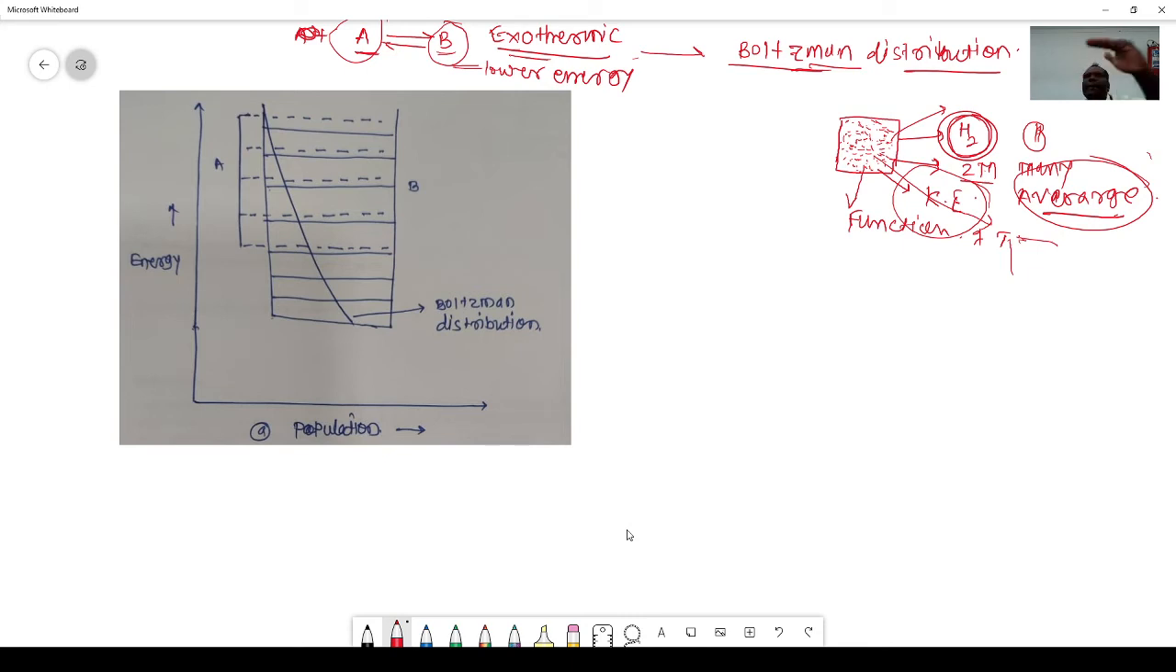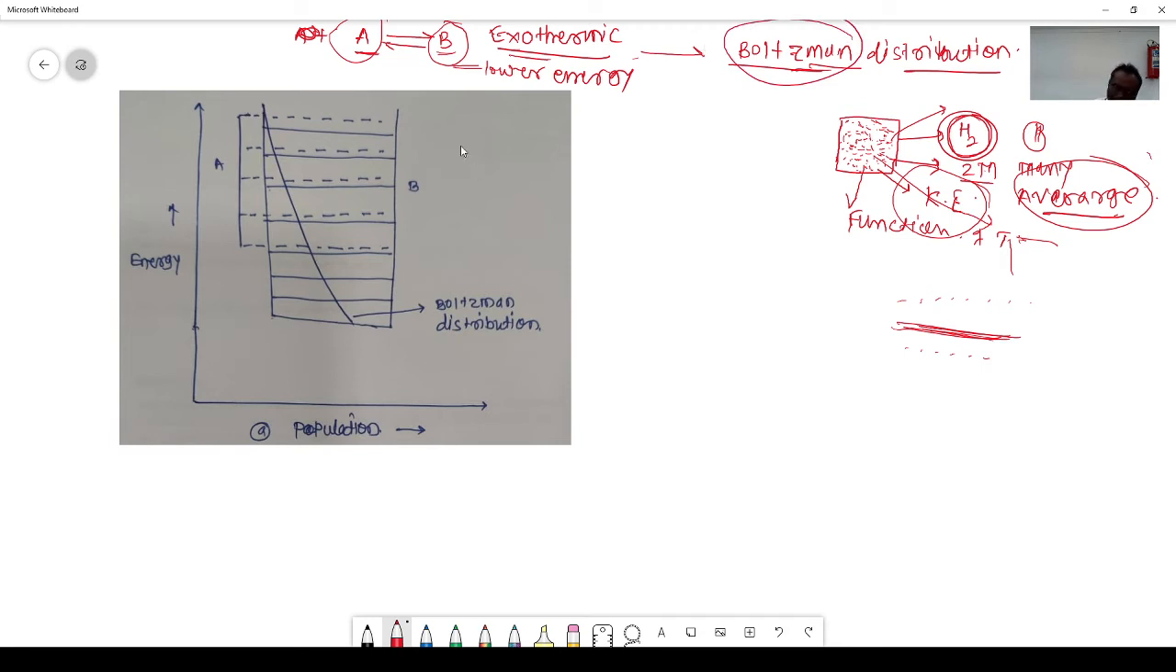Regarding the energy levels of the gas molecules, most of the molecules will have the average kinetic energy, some of the molecules will have higher kinetic energy, and some will have lower kinetic energy, but many of the molecules will have the average kinetic energy. This distribution of energy levels is called the Boltzmann distribution.